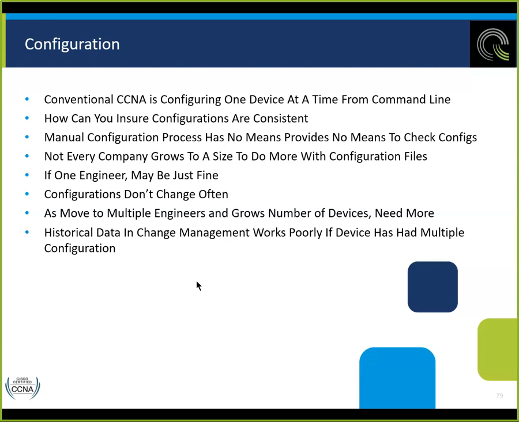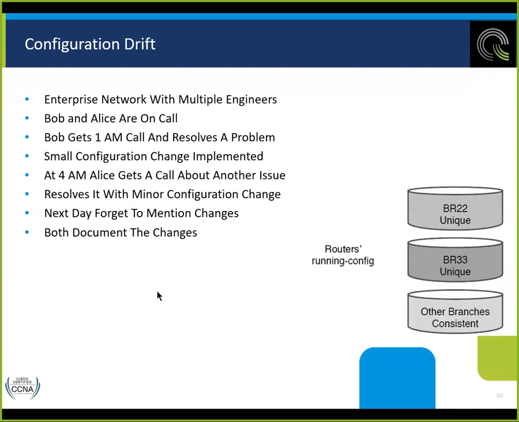But in this case, the configurations, if we have just us, we can maintain a standardization because we know what we did to the devices themselves. In a large enterprise, that's not necessarily going to be the case. And we're going to have historical data, and change management is going to work poorly if the device has had multiple configuration changes. So in this one, we have an enterprise network with multiple engineers, and we start out with all of the devices having the standard configuration.